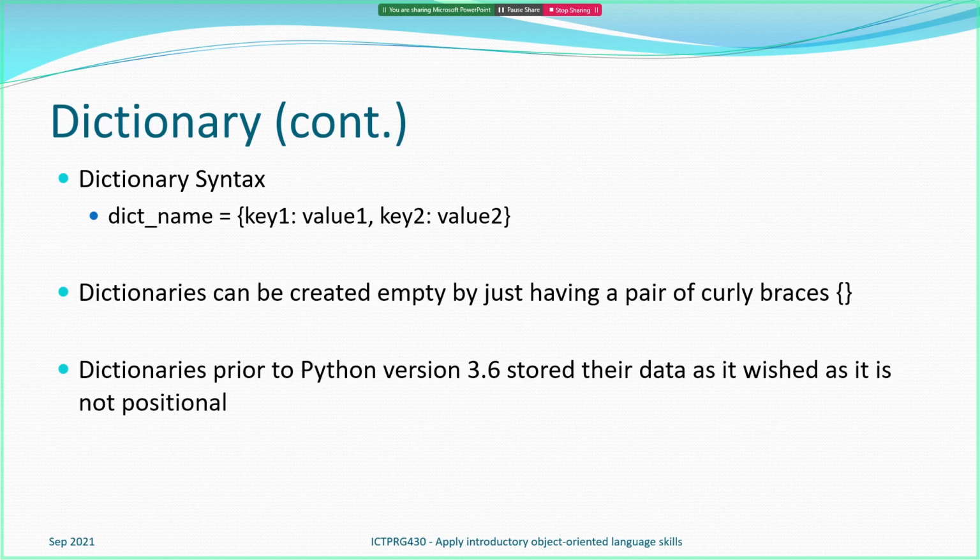So what's it look like? You have the dictionary name, and then the actual entries, the elements, are stored within the curly braces, and the key and the value are separated by a colon. Then each key pair is separated by a comma.